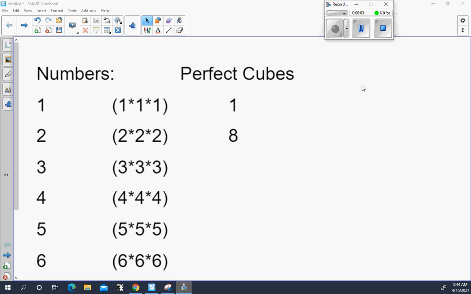Okay, we are starting 4.4, part 2. We're just starting off with listing off the perfect cubes. So we have our numbers on the left, and then in the middle it's that number cubed. So 1 cubed, or 1 times 1 times 1, is equal to 1. Okay, 2 cubed is equal to 2 times 2 times 2, which is equal to 8.